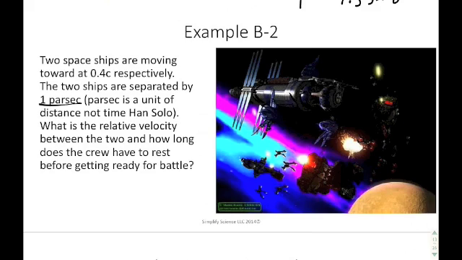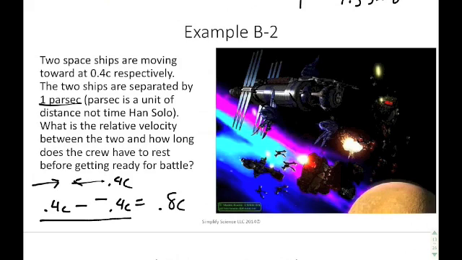So the first thing that we need to do is combine these two velocities. They're headed towards each other at 0.4 c. So I can say 0.4 c minus negative 0.4 c, and that gives me 0.8 c at the top. That would be the classical addition of the velocities. Okay, but now we have to account for the relativistic effects. So 1 minus 0.4 c times 0.4 c divided by c squared.